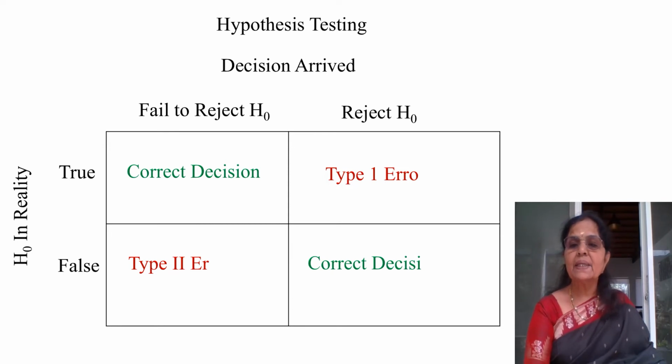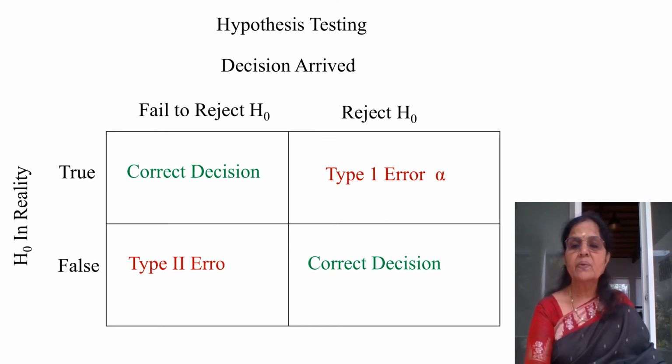You reject the null hypothesis when it is true, which is of course a wrong decision. You are rejecting the null hypothesis when it is true. So it is a wrong decision. And this type of error is called alpha error or type 1 error. This is the first type of error. And what is the second type of error? Type 2 error or beta error.